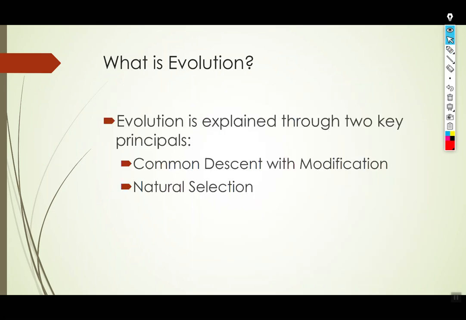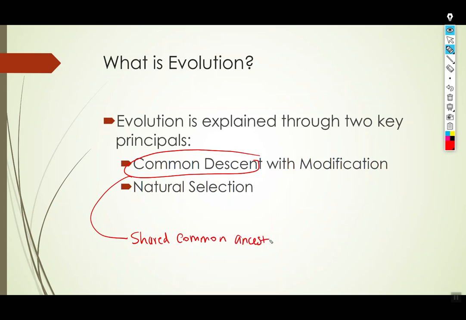All right, so let's move on. Evolution is explained through two major overarching topics, and those are common descent with modification. So common descent means shared common ancestry. Another way to say that is that different species are related to each other via sharing some common ancestor.